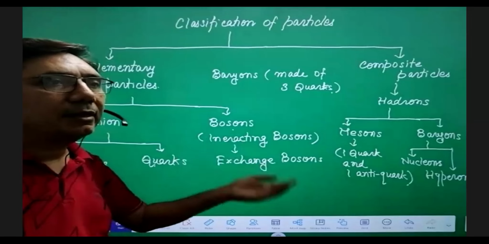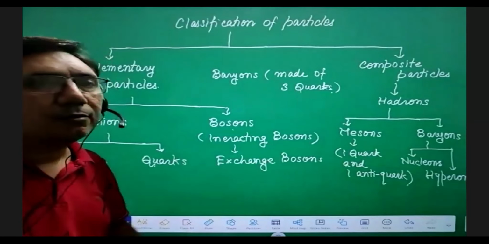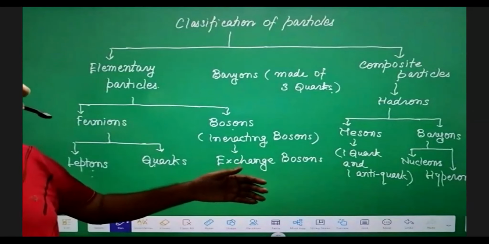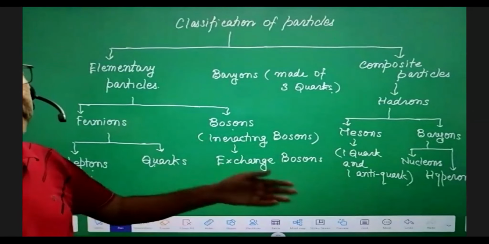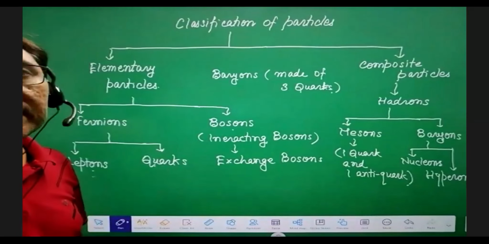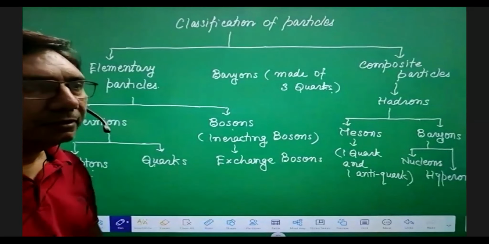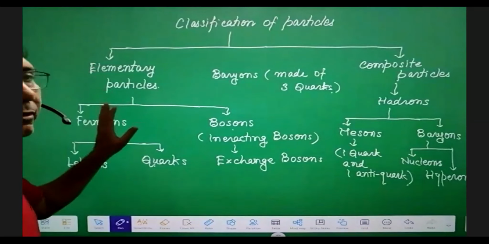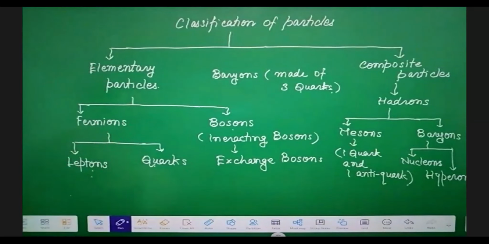Apart from these particles, there are also their antiparticles. Here I have mentioned only particles, but their antiparticles will be there. For example, antibaryons, antimesons, antileptons, antiquarks will be there. So this is a broad classification where we are classifying all these particles into two categories.